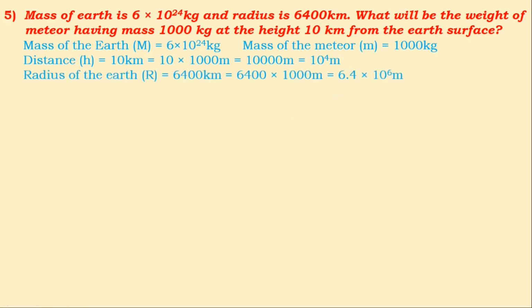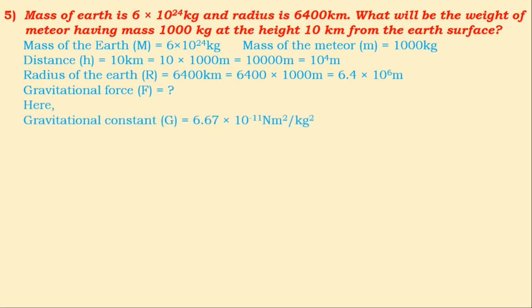Now other information, radius of the earth, which is represented as capital R, 6400 kilometer, and kilometer should be converted into meter. We are using SI system, and multiplying with 1000 we are converting it into meter, and it becomes 6.4 into 10 to the power 6 meter. Okay, now gravitational force F is the question.